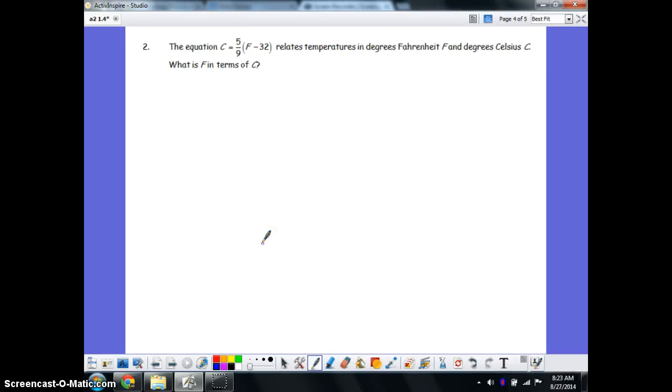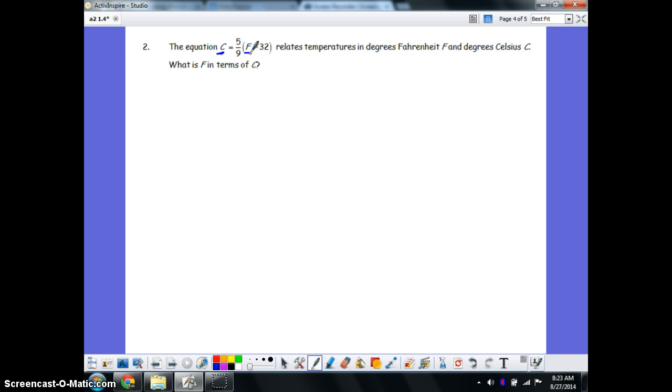For the last video of the day, we will look at equations that have more than one variable in them, like this formula for converting a Fahrenheit temperature to a Celsius temperature. And sometimes we want to take those formulas and solve for the other variable that is not yet solved for. For example, we want to solve this equation for F.